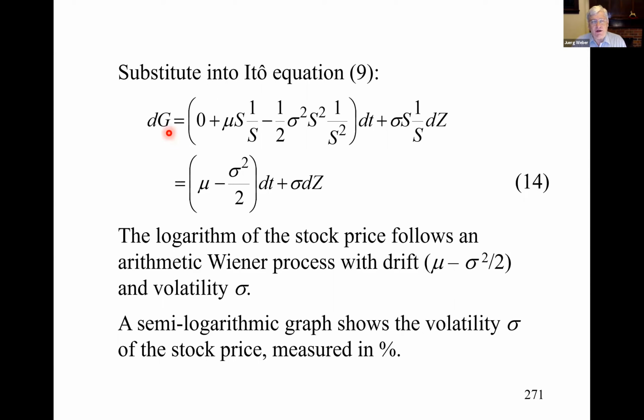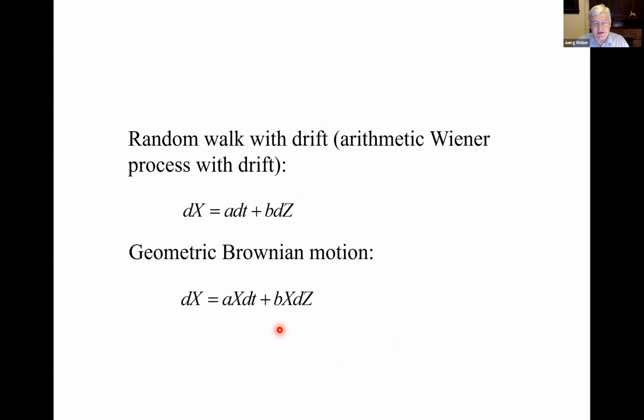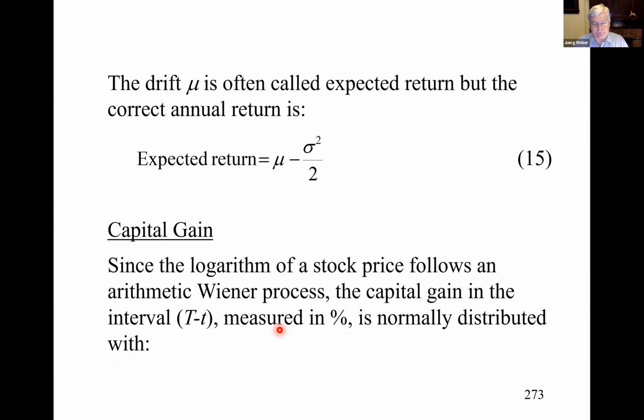So it's no longer exponential. Taking the logarithm in the semi-logarithmic graph actually changes the graph from exponential to linear. It becomes an arithmetic process. So here you have the mathematics for it, so that the semi-logarithmic graphs make sense. So the logarithm of the stock price follows an arithmetic process.